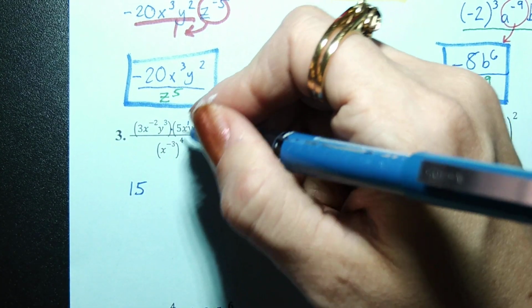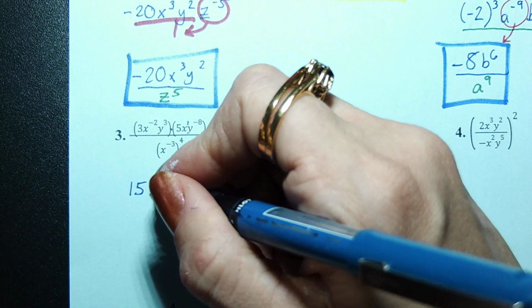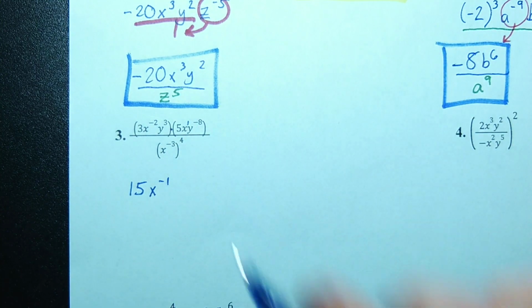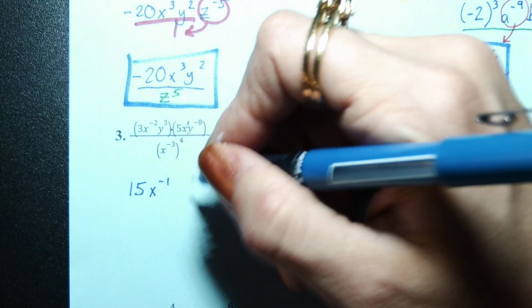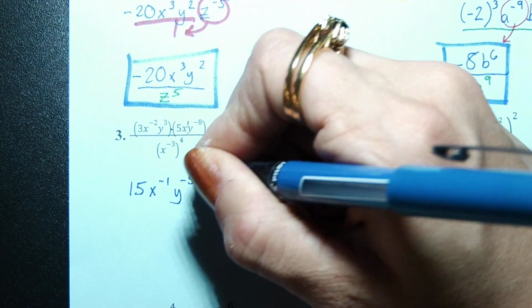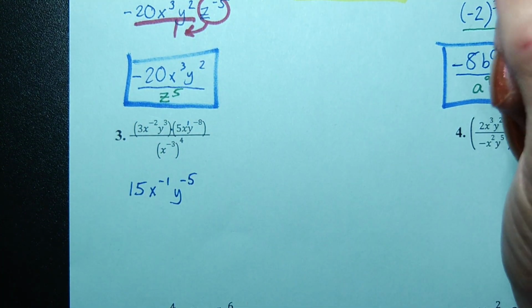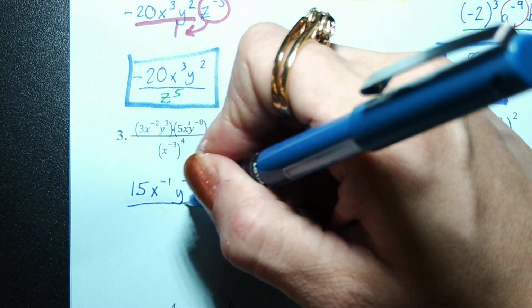All right, folks, so we've got x to the negative 2 and x to the first. So x to the negative 1, we're multiplying, so we add, and then y to the third, y to the negative 8, y to the negative 5th. So all multiplying on the top, so all adding of the exponents.